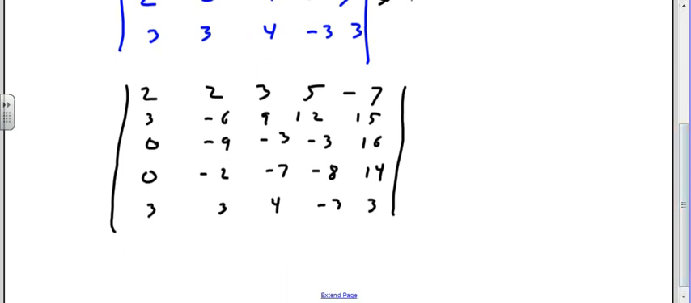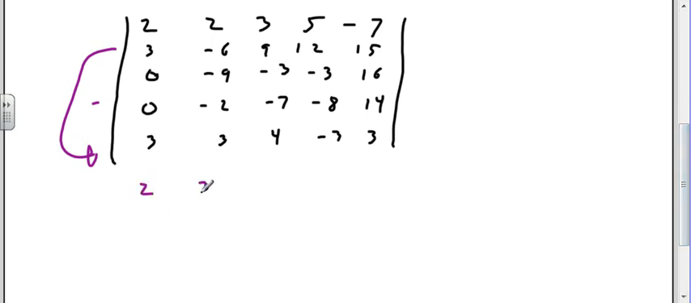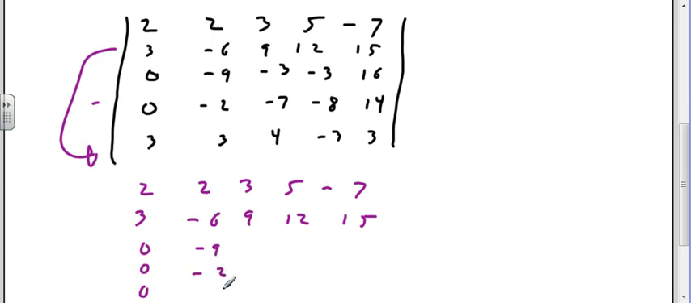All right. If I go and take this guy and subtract him from that guy, if I were to do that, actually I got a 2, 2, 3, 5, minus 7, 3, minus 6, 9, 12, 15, 0, 0, 0, minus 9, minus 2, 9. Minus 5, minus 3, minus 7, minus 5. Minus 3, minus 8, minus 15. 16, 14, minus 12.